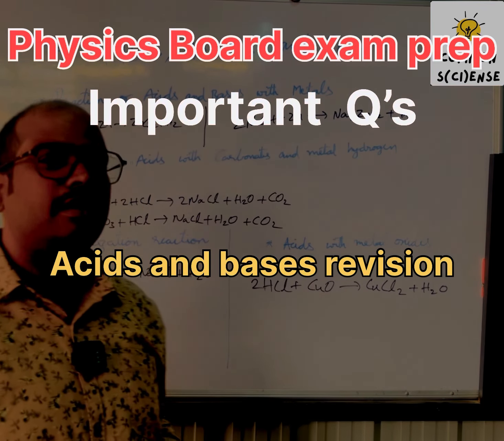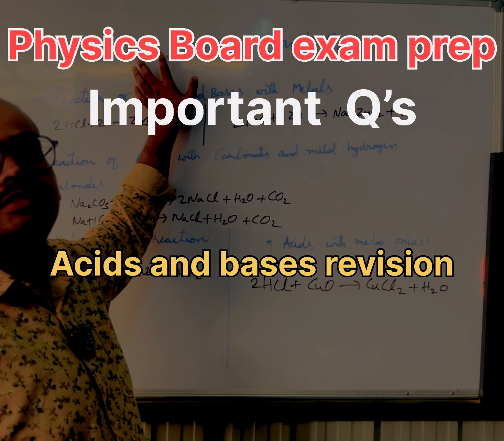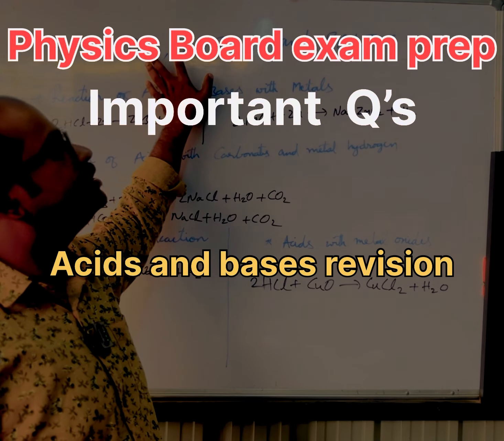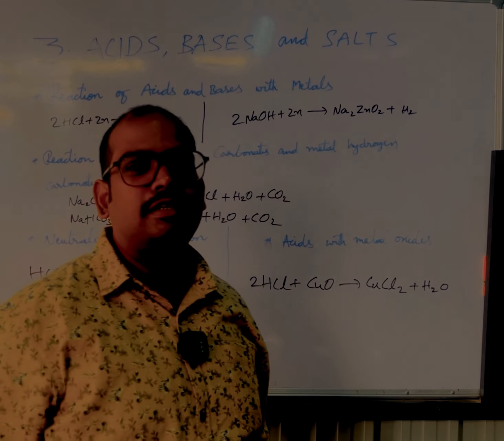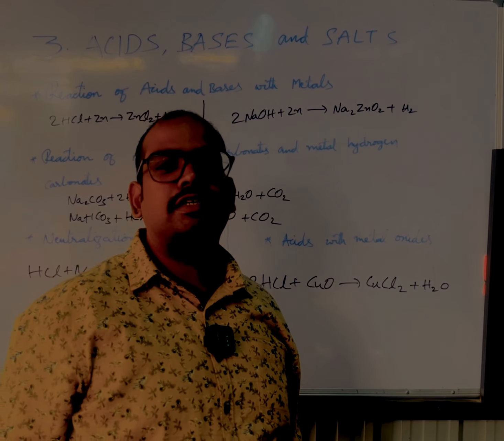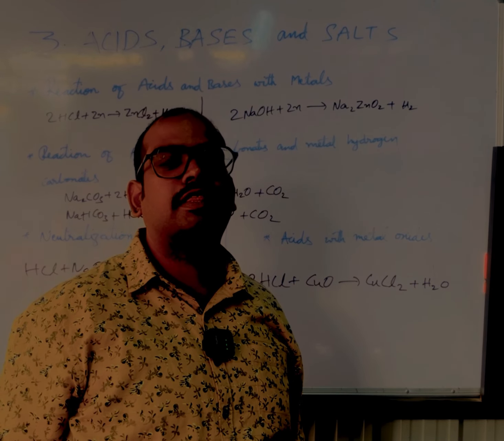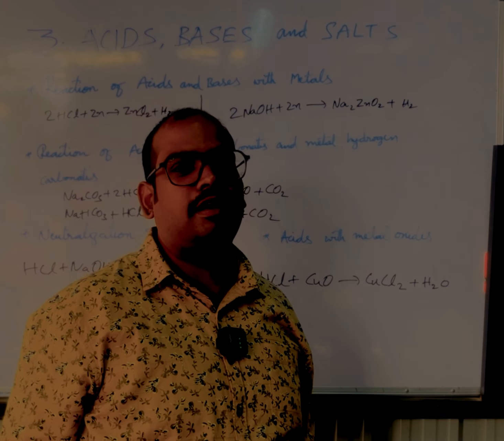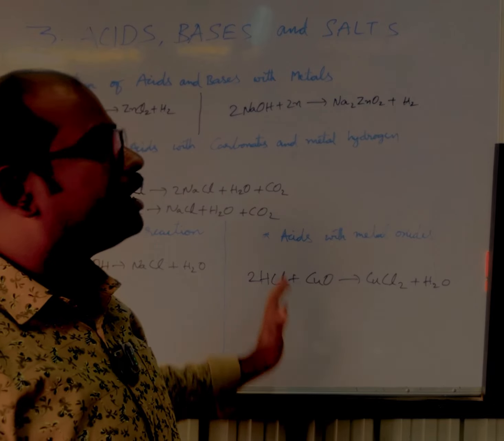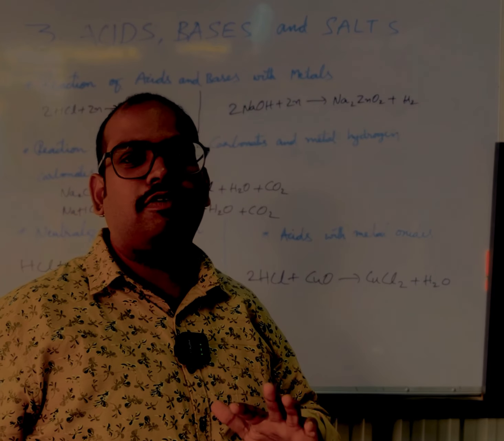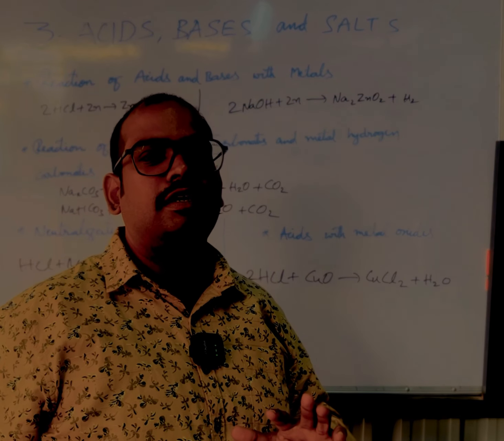Today we will discuss the third chapter in chemistry, which is acids, bases and salts. This is one of the easy scoring chapters where you can score very good marks with very little effort. So I mean to say you need to practice the equations. First focus on the equations in this chapter.